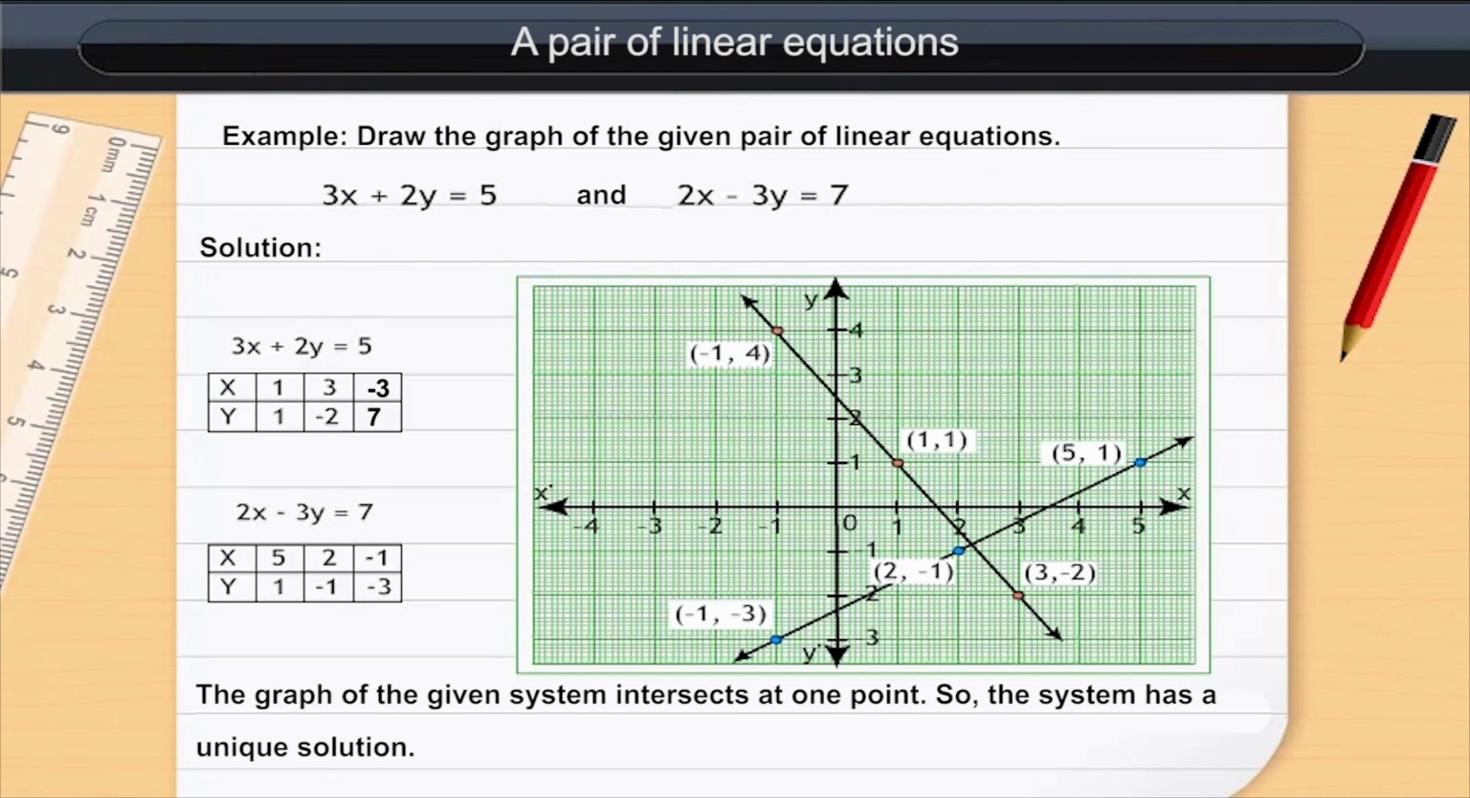The graph of the given system intersects at a point. So, the system has a unique solution.